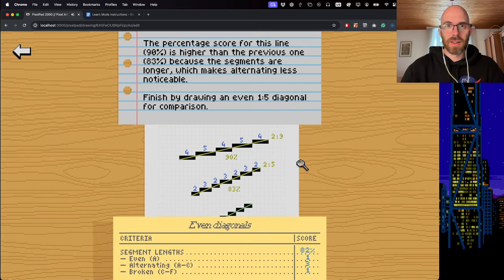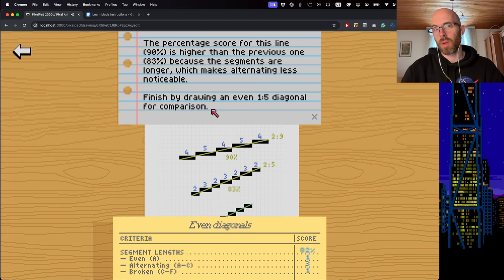There we go. So the percentage score for this line, see, we got 90% versus the previous one, which was 83%. And it's higher because the longer these segments are, the less it is noticeable that the segments are alternating.